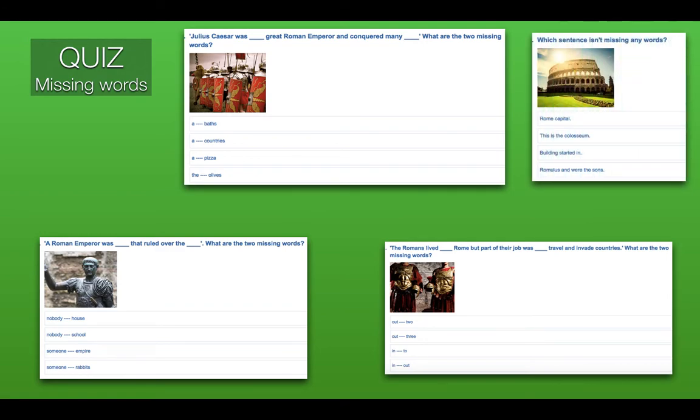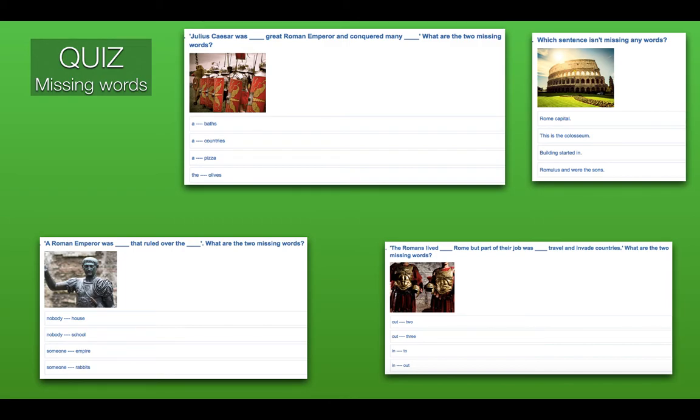And finally, which sentence isn't missing any words? So when you read it, it should make sense. So first sentence, Roman capital. Second sentence, this is the Colosseum. Number 3, building started in. Or number 4, Romulus and were the sons. I know you've learnt about Romulus and Remus, but which sentence makes sense? So it means there are no missing words.